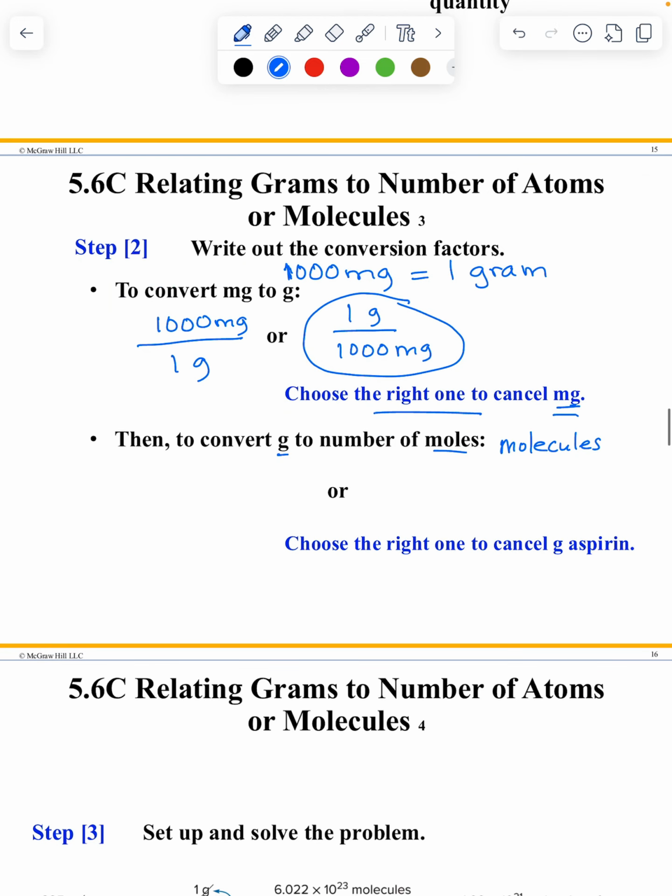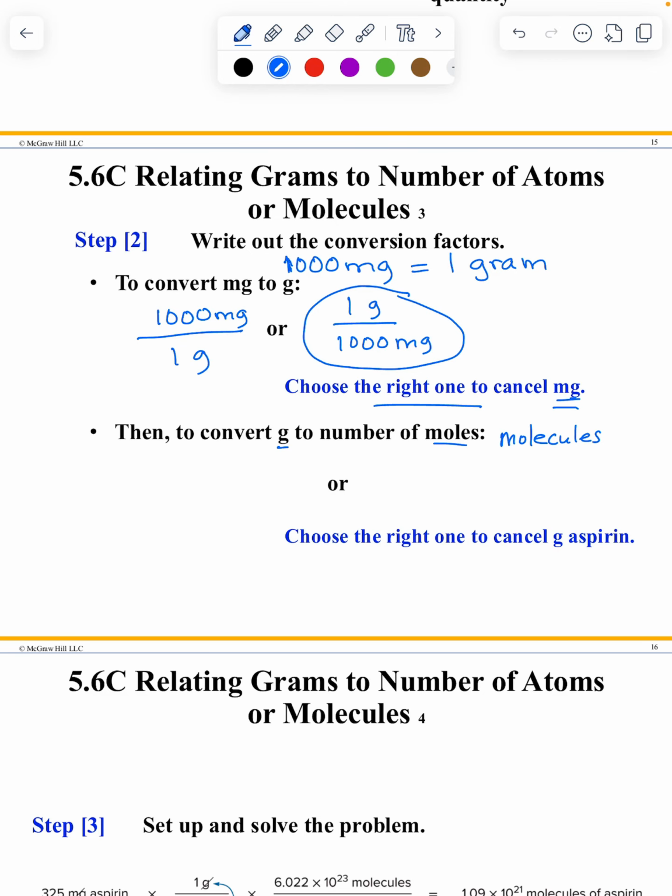We're going to use that molar mass, 180.02 grams, and we're going to put that over Avogadro's number of molecules. And then we can write it the other way. We want to choose the conversion factor that will allow us to cancel grams. And so we see that this is the one that has grams on the bottom, so that's the one we're going to choose.